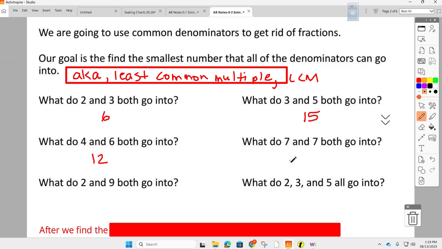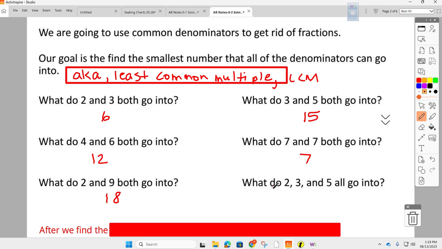But the smallest number that they're both a factor of is 7, right? So if you have 2 fractions and both the denominators are the same number, it's just that denominator. If you only have 1 fraction, whatever the denominator is, that's what you would use. So 7 is the least common multiple. What's the smallest number that 2 and 9 would go into? 18.